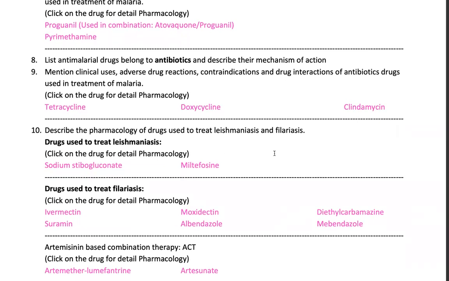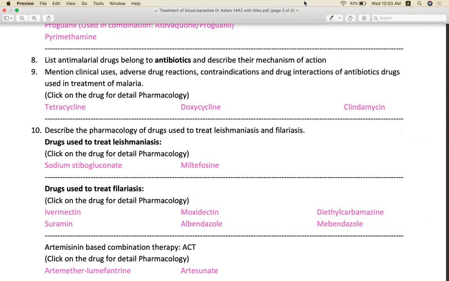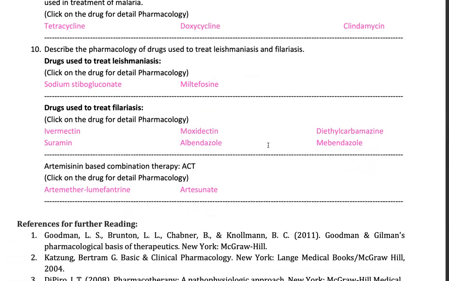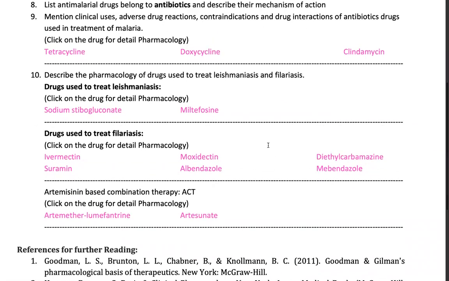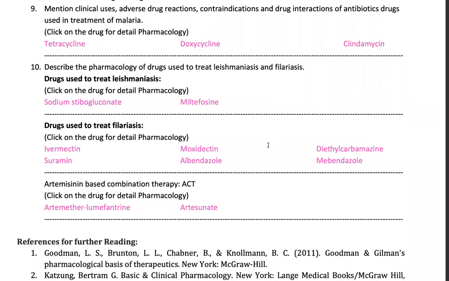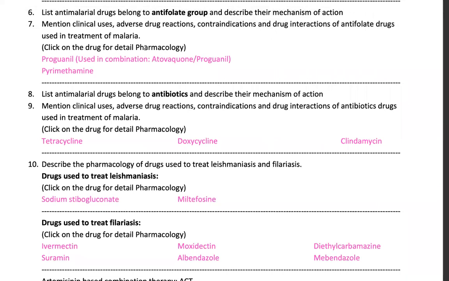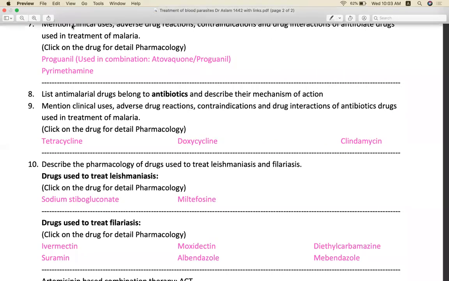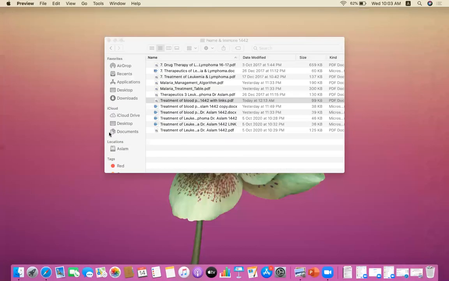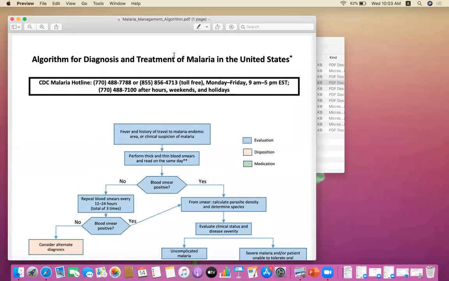Next objective: describe the pharmacology of drugs used to treat leishmaniasis and filariasis. Before going to leishmaniasis and filariasis, I wish to complete some additional information about the treatment protocol about the malaria. Let us see. Malaria management algorithm.